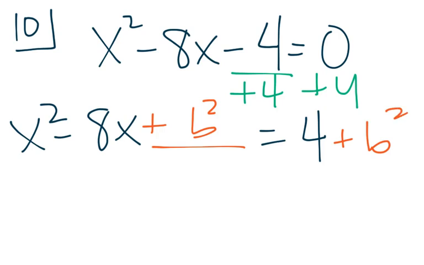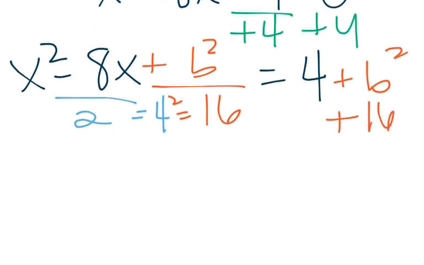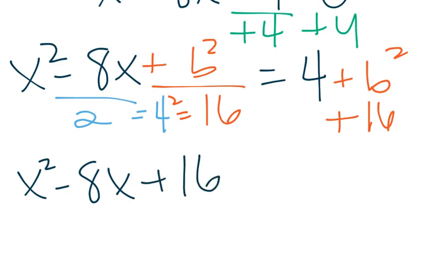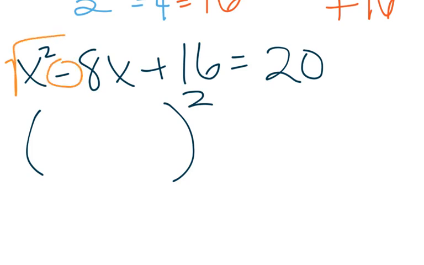So we're going to take a look at this middle term, and we're going to divide negative 8 by 2. So that equals negative 4, and 4 squared is 16. So what that means is we're adding 16 to both sides. So we have x squared minus 8x plus 16 equals 4 plus 16, which is 20. Now we want to turn the left side into our factors. So we're going to make our parentheses, and we're going to say the square root of x squared minus the square root of 16. So that's x minus 4.